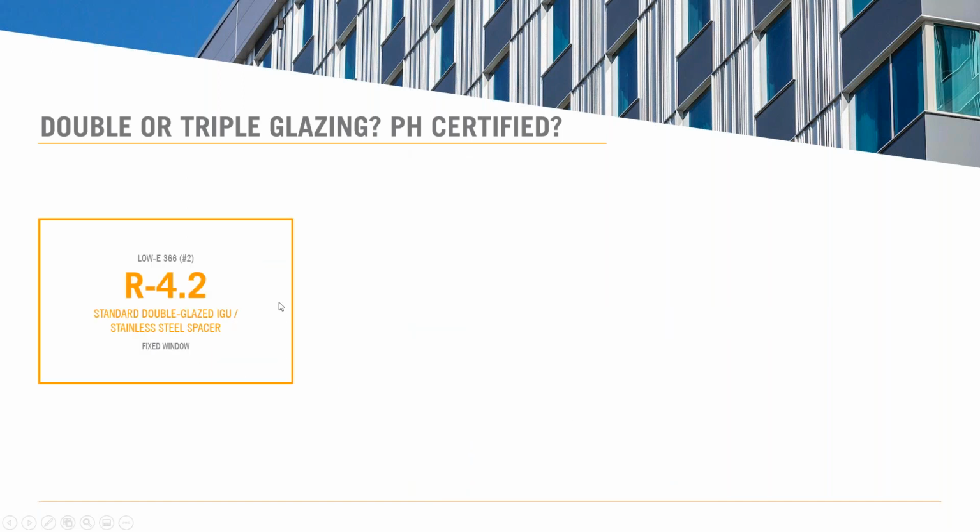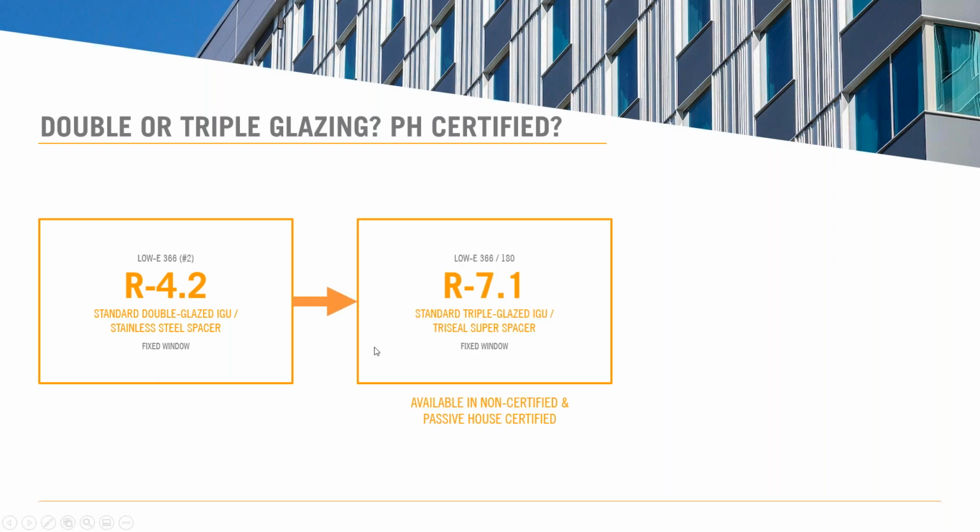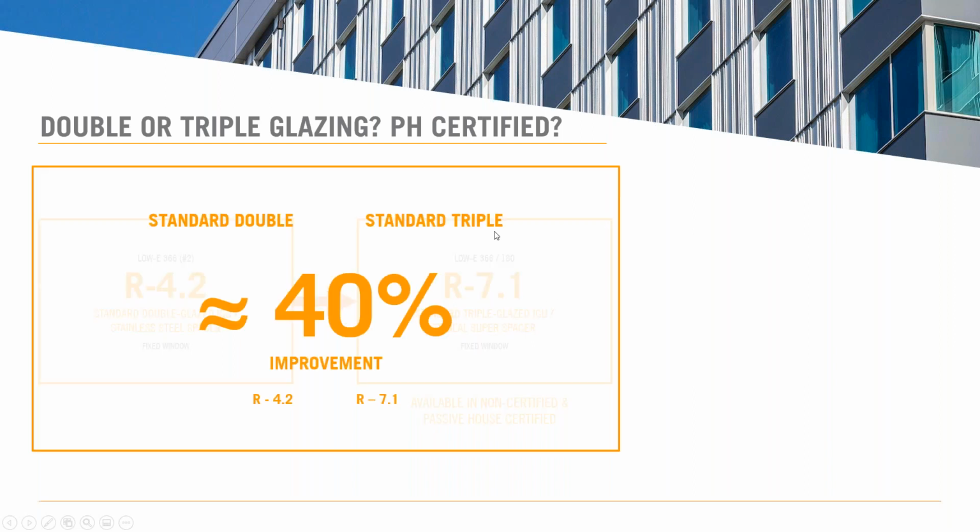So a standard double glazed fiberglass window with a stainless steel spacer, that is a warm edge spacer, will have R4.2. By going to a standard triple glaze fiberglass system, you'll have R7.1. So that is now up to a passive house level of performance, and you get 40% less heat loss from your window area with only about a 10% increase in cost. So if you're doing those trade-offs, definitely something to be considered.